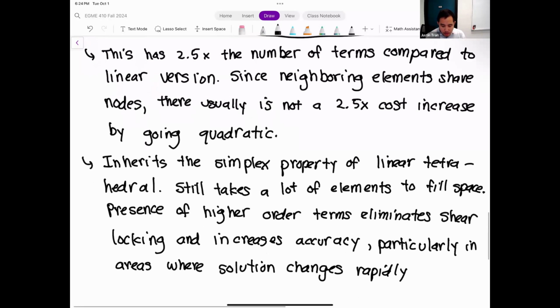Okay, any questions on the quadratic tetrahedron? Okay, all right, so those are the triangular elements. Let's go ahead and move on to the rectangular elements.